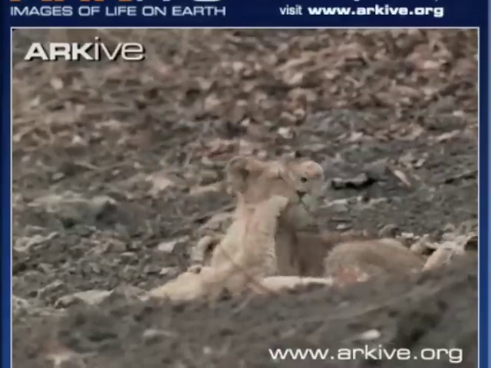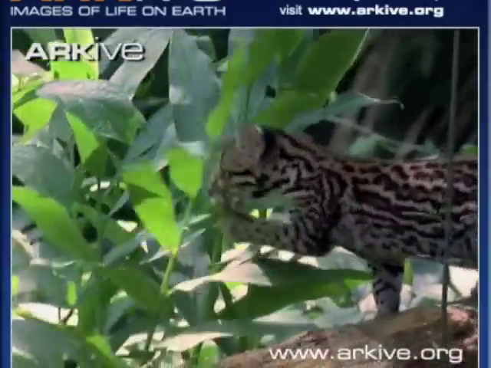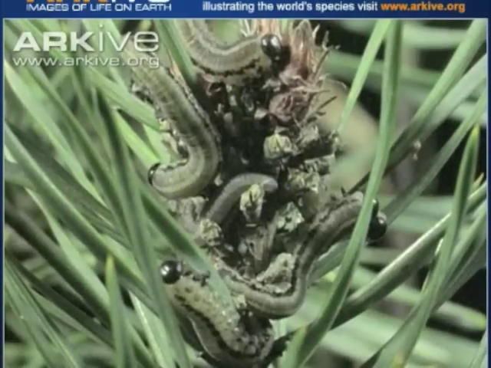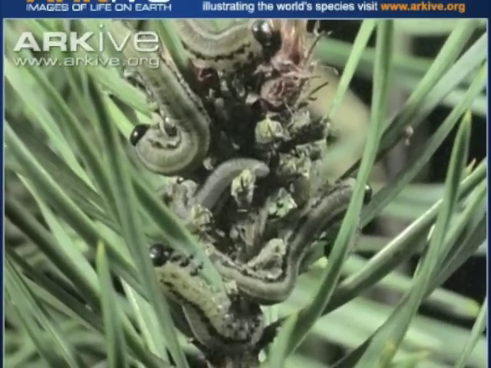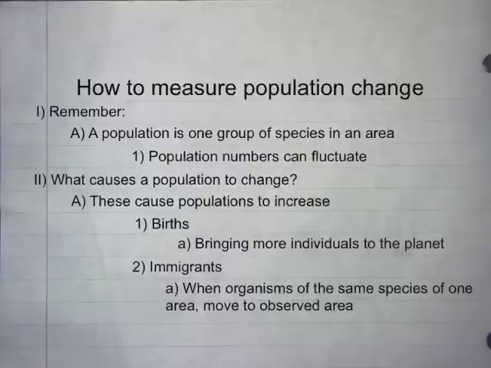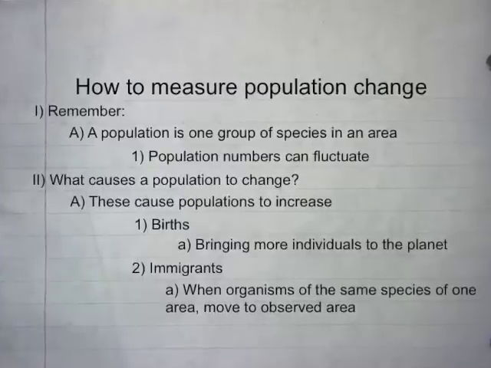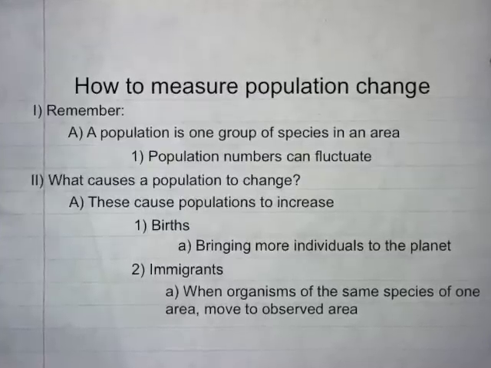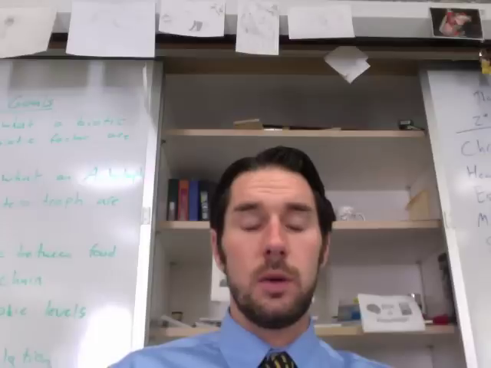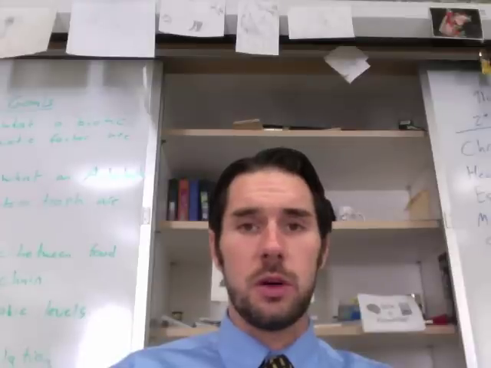Births are of vital importance to every organism as they allow the species to grow and to continue and be able to pass on genes to the other generations. Immigrants, when organisms of the same species of one area move to the observed area. Well, that's caused some of our populations to go up.